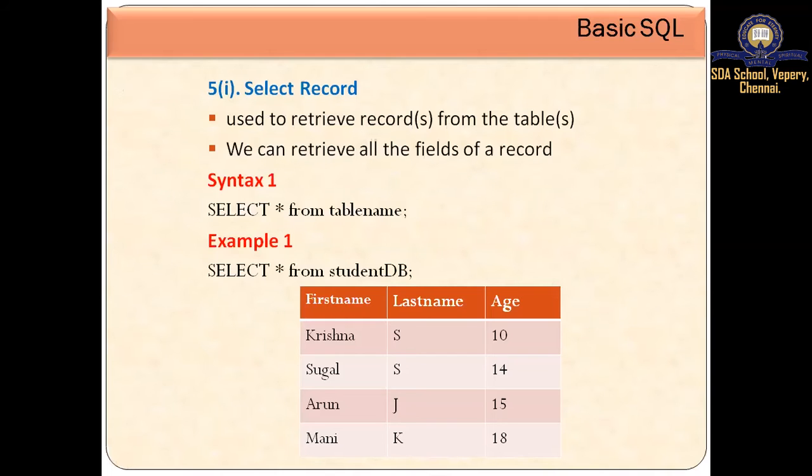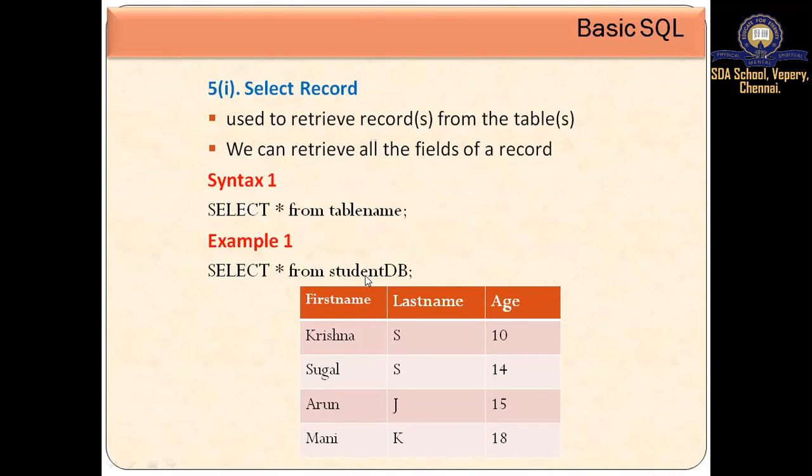Then select record. See, DQL, that is your data query language. We use only one command: select. What's the purpose of this command? This command is used to retrieve records from tables.